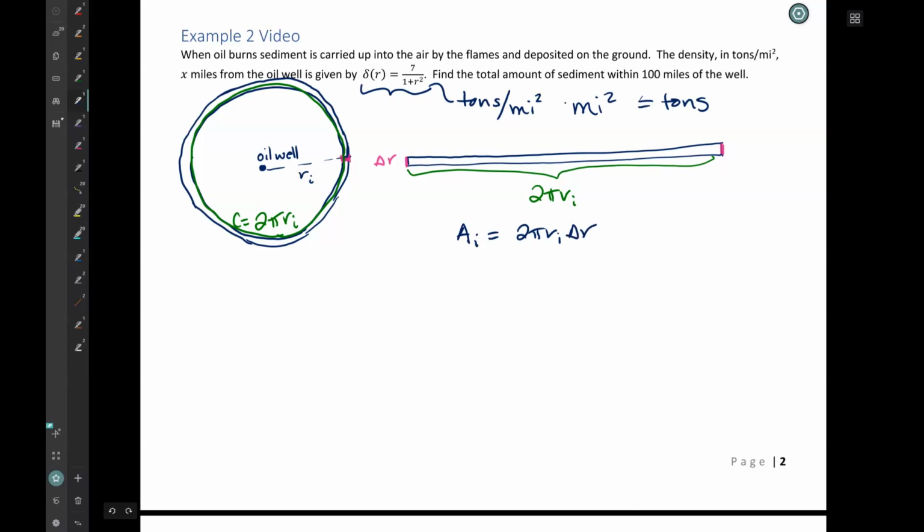And what we've said is that what we really want is the amount of sediment that's laying along that strip. So I'm just going to call that S. And to get the amount of sediment, we're going to have to take the density at that distance r sub I, which is given by the formula, and multiply it. That's the tons per square mile. Multiply it by our area in square miles. And that's going to give us 14 pi r sub I over 1 plus r sub I squared times delta R.